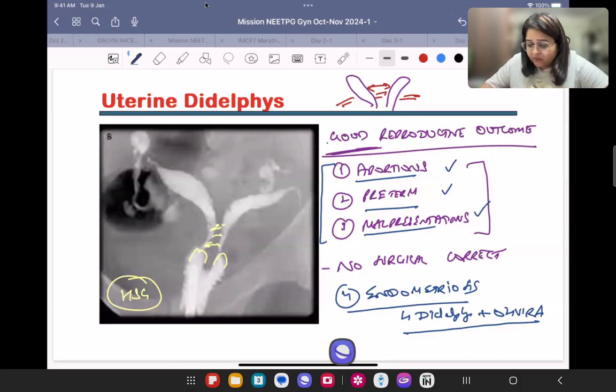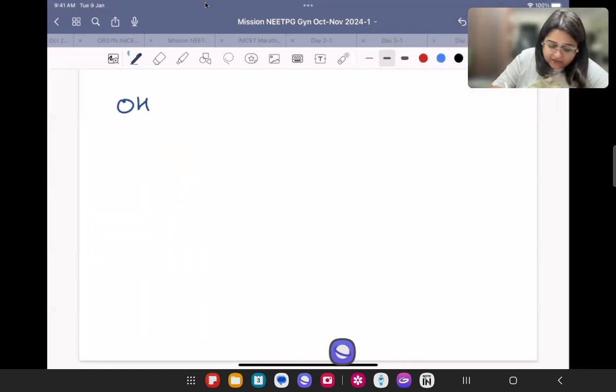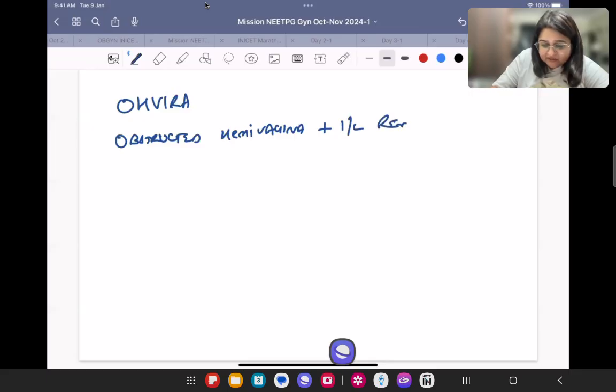Okay. Now, if the question comes, which is not seen in didelphys, then the best option to mark would be endometriosis, because endometriosis is a complication seen when didelphys is seen in the setting of Ovira syndrome. What is Ovira syndrome? OHVIRA. What does this stand for? It stands for obstructed hemivagina plus ipsilateral renal agenesis.